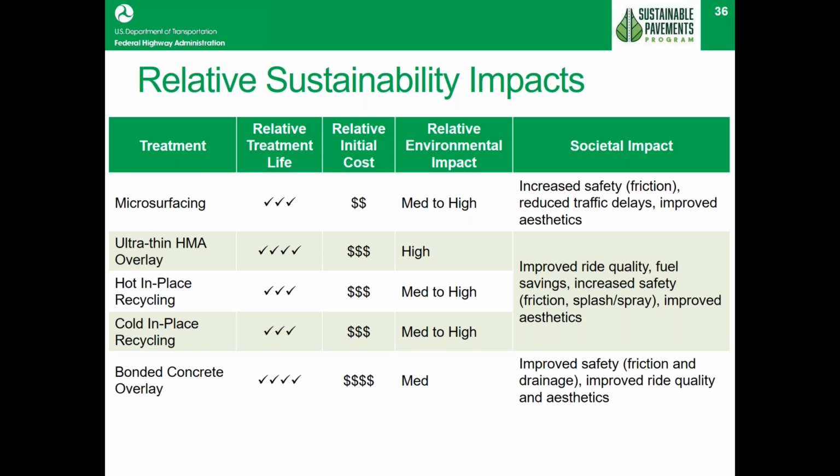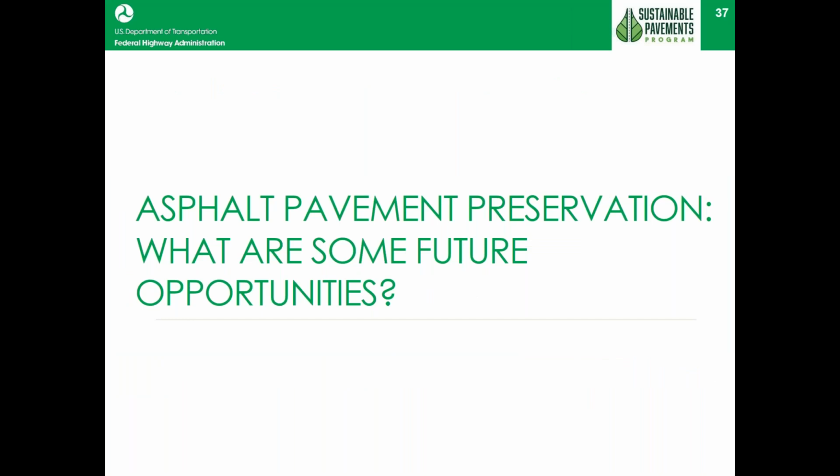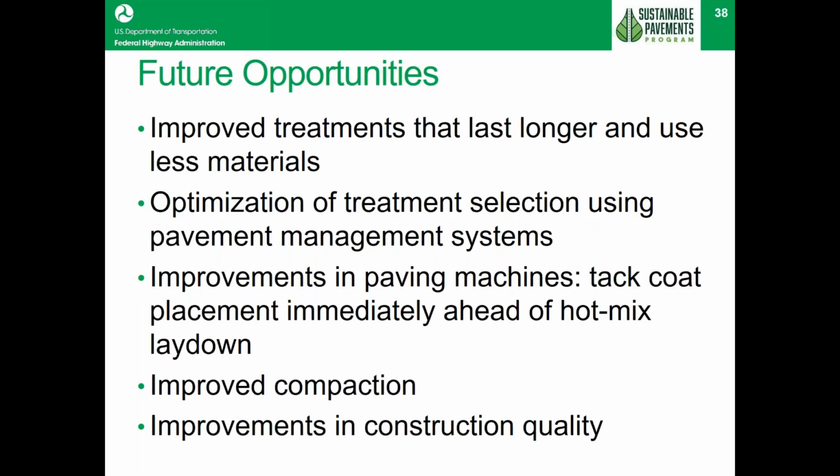So with that, let's talk a little bit about what's going on in the future here. The asphalt paving industry is not something that's static at this point in time. There's a lot of activities going on. So some of these things that we've seen out there are that the industry is working a lot on improved treatments. You'll see a lot of new kinds of materials. You see new kinds of polymers put into the asphalt. You see a lot longer lasting materials than we've seen in the past.